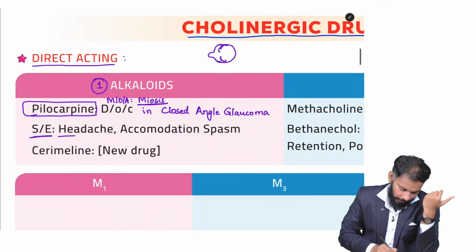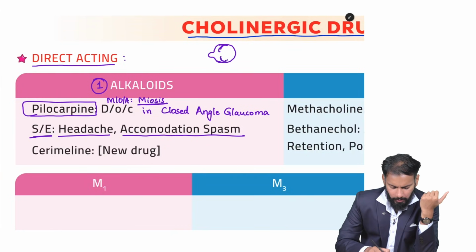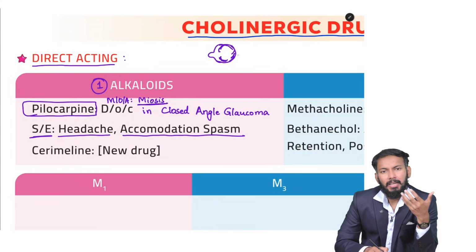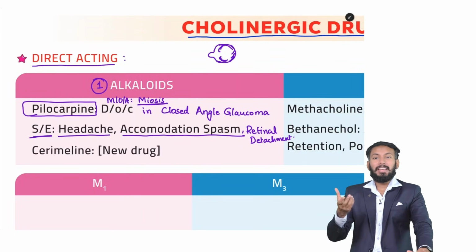So it is having headache. Next, it is also causing accommodation. Now, because of accommodation, whenever these muscles are pulled, it might pull this innermost layer. Now, what is the innermost layer? It is the retina. So it might cause retinal detachment. Did you understand this much? Yes. So this is about the eye.